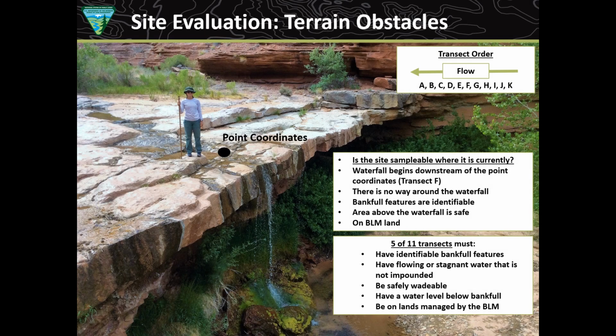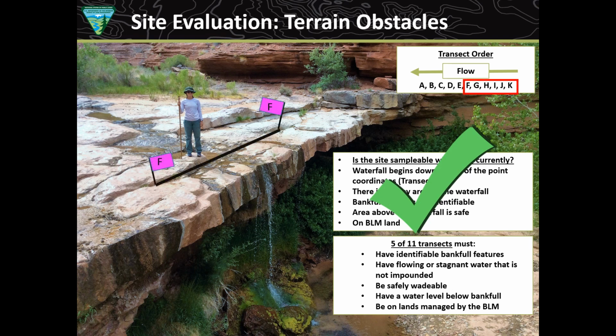This site has a waterfall that begins downstream of the point coordinates. There's no way around the waterfall because of steep cliffs. There are identifiable bankfull features, the area above the waterfall is safely wadable, and the site is on BLM land. Is the reach sampleable where it is now? Yes, it is. Since the point coordinates are where the F transect is located, transects F through K, a total of 6 transects, are still sampleable and meet the sampling criteria.